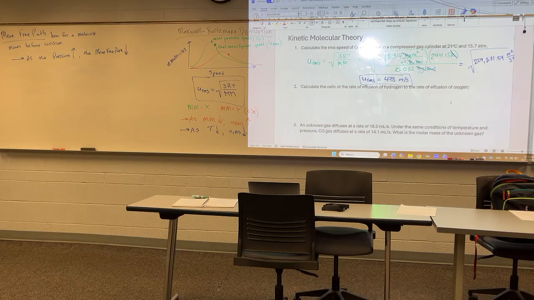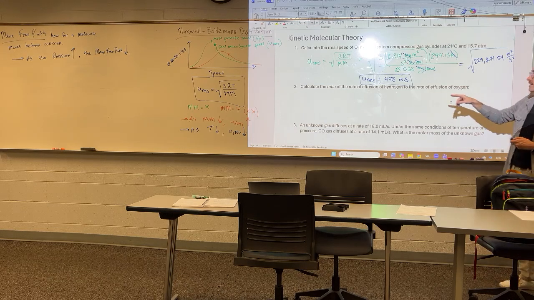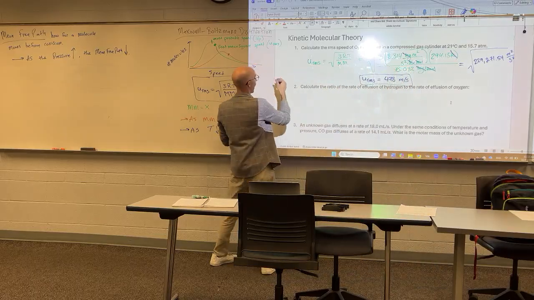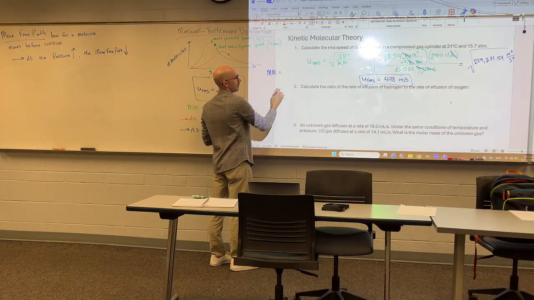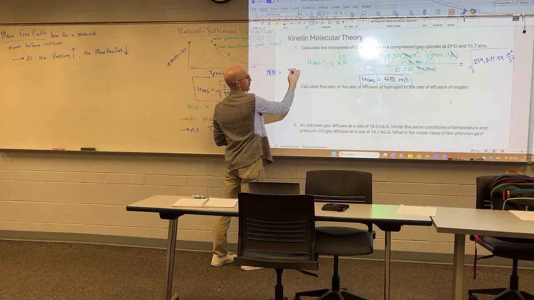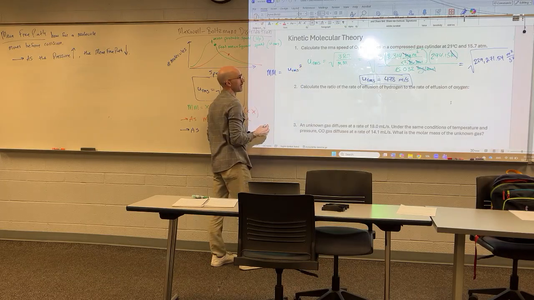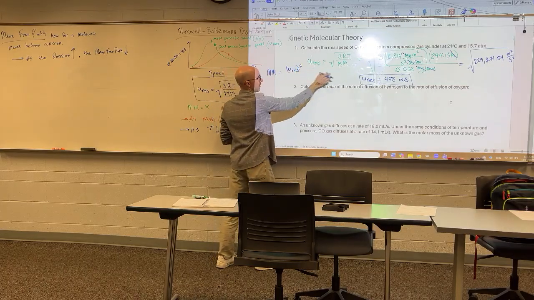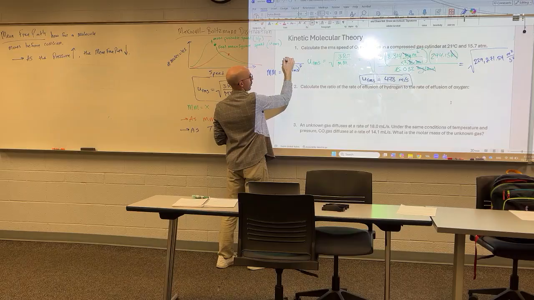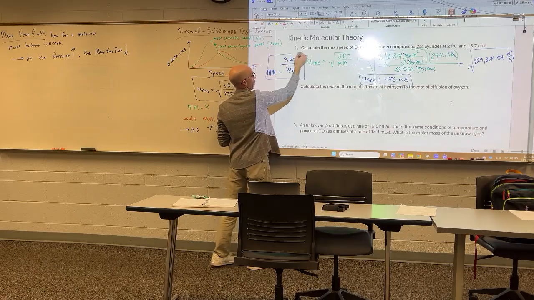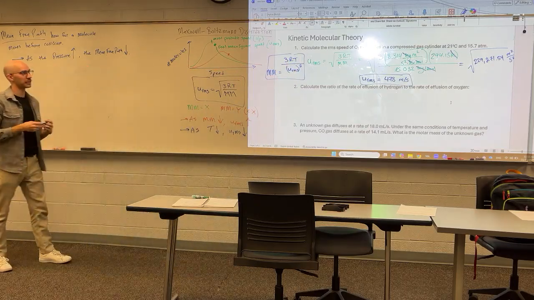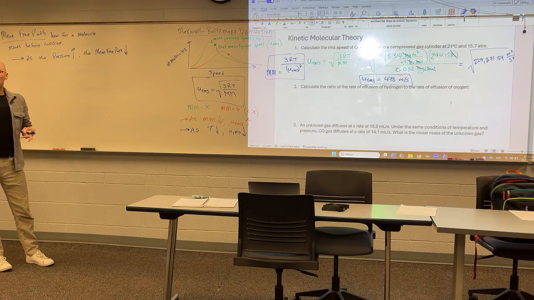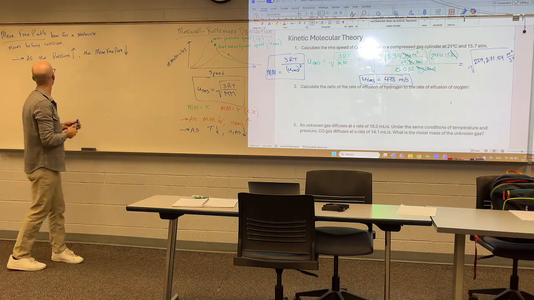I do want to point out you can also solve for the molar mass of a compound if you're given its root mean square speed and its temperature. You have to do a little bit more algebra, but for the molar mass, you have to square both sides. So that's the root mean square speed squared. You have to multiply this and then divide that, so you actually get 3RT over the square of the root mean square speed. But you can extract molar mass information from there.